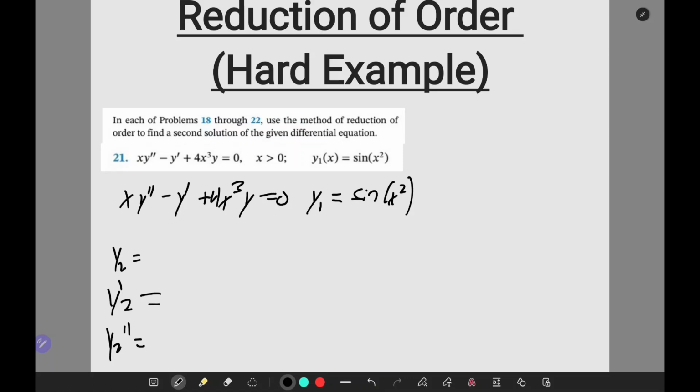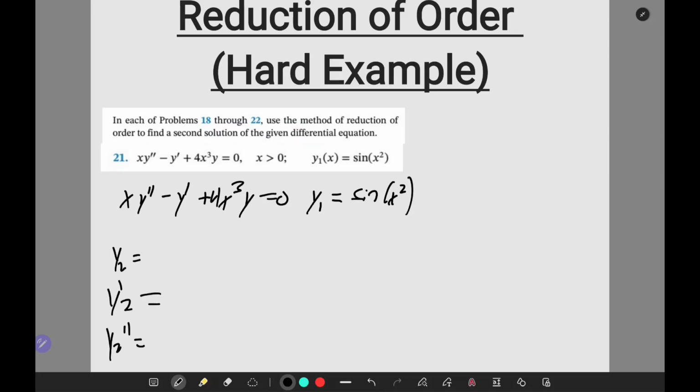So, the first step is to rewrite our y2, right? Our y1 is sine of x squared. They give this to us. They give us y1, so that means we don't have to go through the proposing. We don't have to solve for r or whatever, right? We just use what they give us.